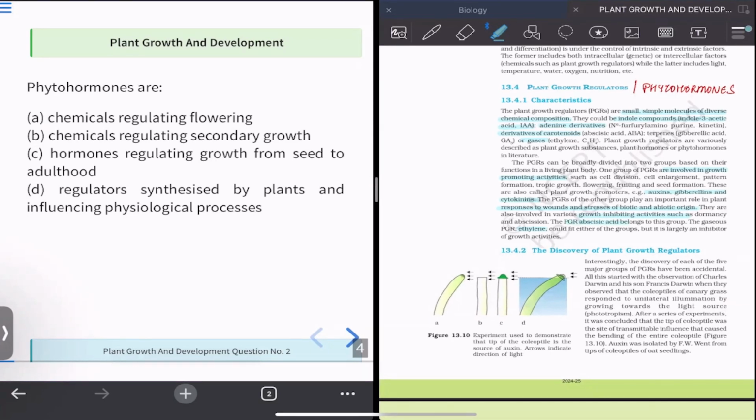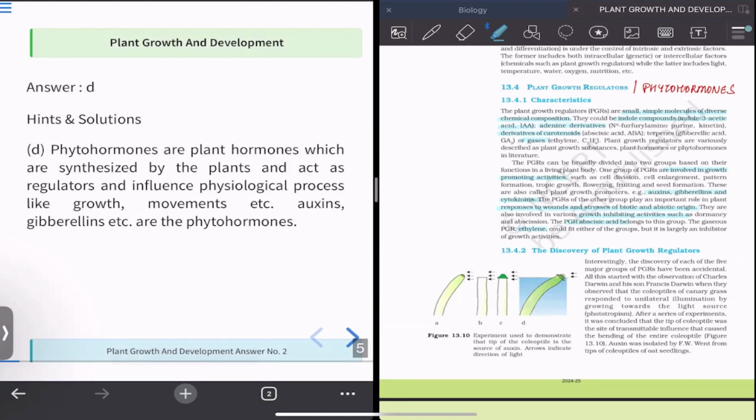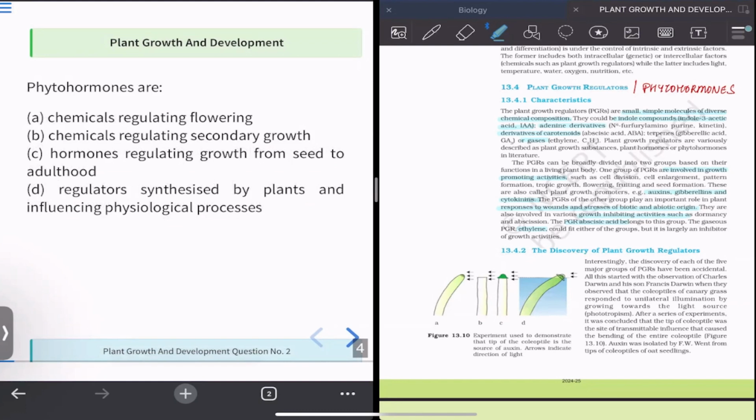So for phytohormones, they have given us four options, and option D is correct: phytohormones are plant hormones which are synthesized by the plant, and they act as regulators and influence physiological processes like growth, movement, etc. The examples are auxins and gibberellins. So the four options given are: phytohormones are chemicals regulating flowering. No. They are chemicals regulating secondary growth. They are hormones which regulate growth from seed to adulthood. And the fourth option is regulators which are synthesized by plants and influence physiological processes.